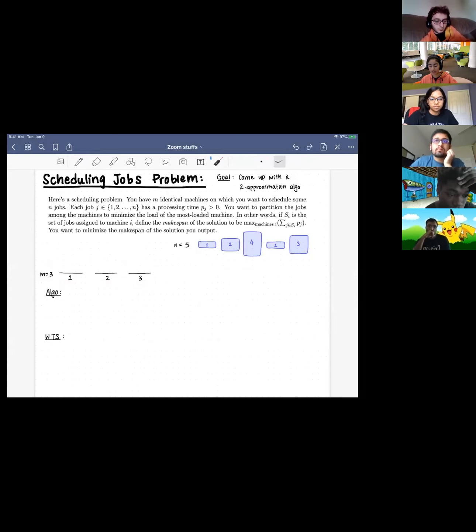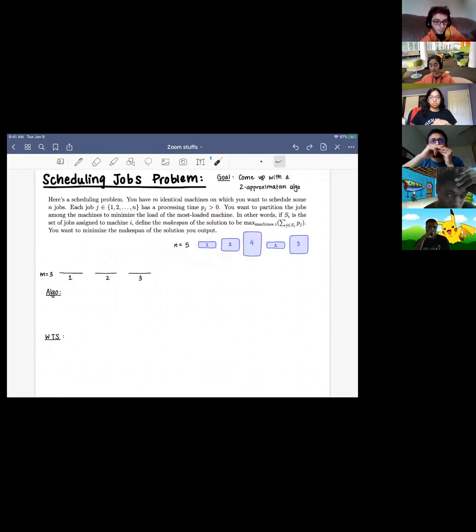And you want to schedule your n jobs. Let's say we have 5 jobs. Notice they're all different sizes, because each job, 1 through n, has a processing time which is greater than 0. This one has a processing time of 1. This one has a processing time of 4. You want to assign each job to a machine such that the makespan is minimized. The makespan is, if you were to start all the machines at once, how long would it take for you to be done with all of your jobs?